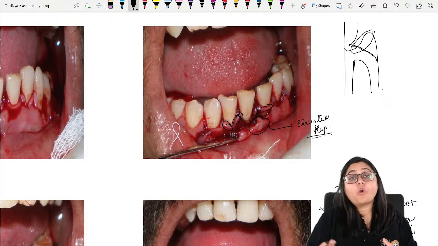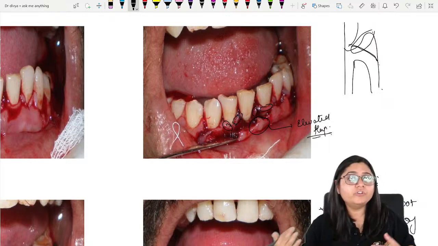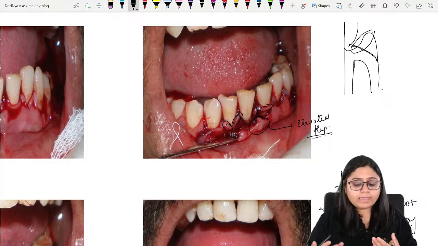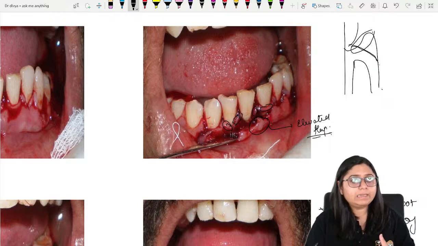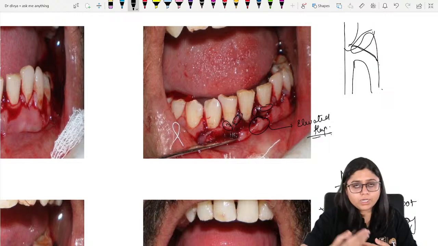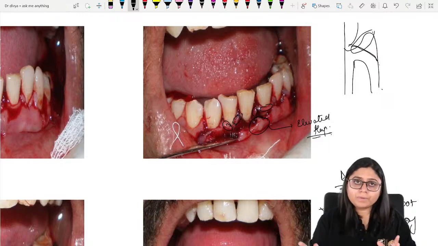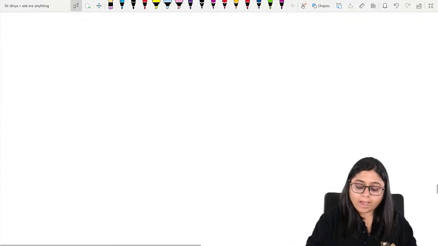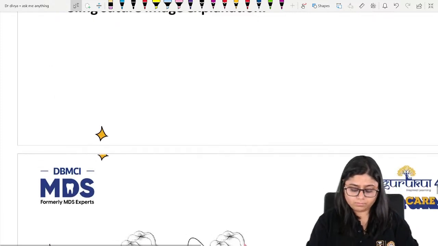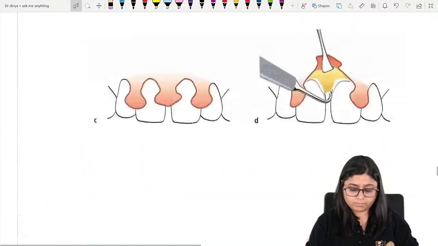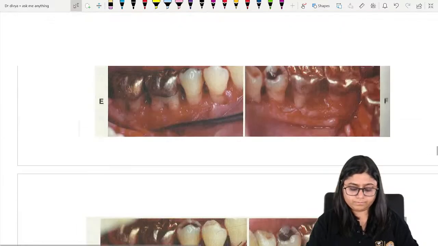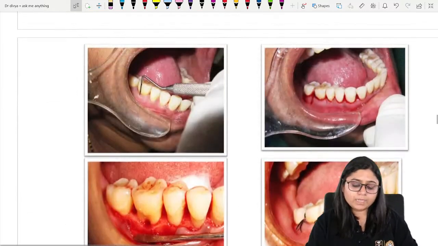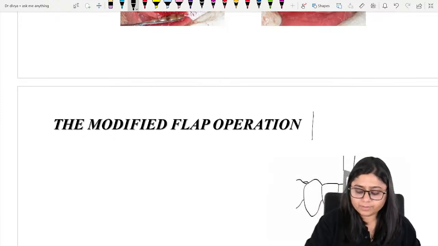So because of this drawback, we shifted to the Kirkland flap, which was less traumatic. Later it was identified that we need not remove the infected epithelium. We just need to clean it, we just need to curette it. And after that, there was proper healing. So the third flap which was developed was the modified flap operation, or the Kirkland flap.